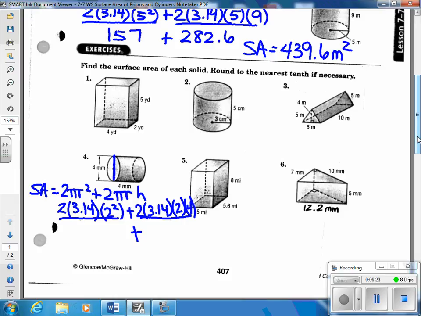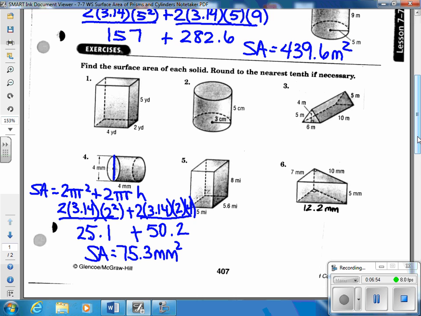We're going to come out with 25.1. Remember to round as you go. And then when you do 2 times 3.14 times 2 times 4, the second chunk, you're going to come out with 50.2. And when you add those two sections together, your surface area for this cylinder is going to be 75.3 millimeters squared.